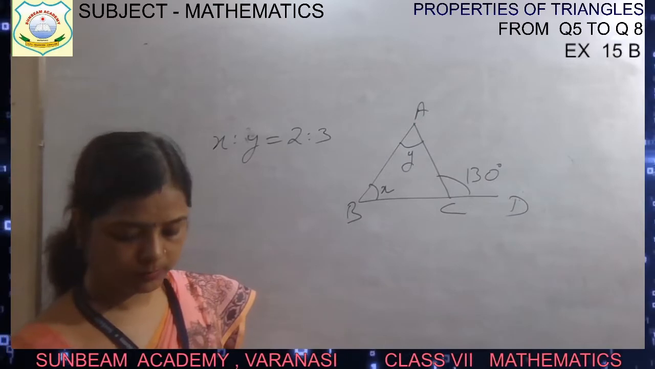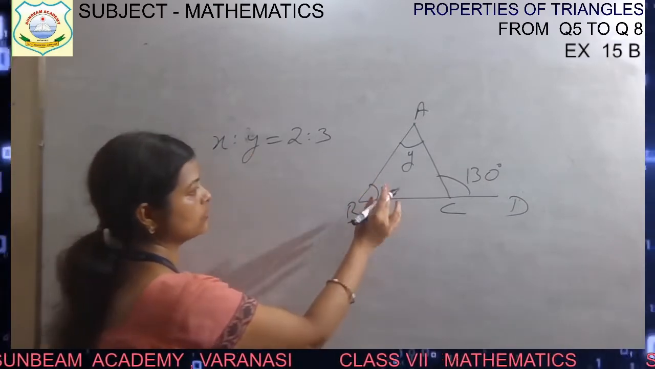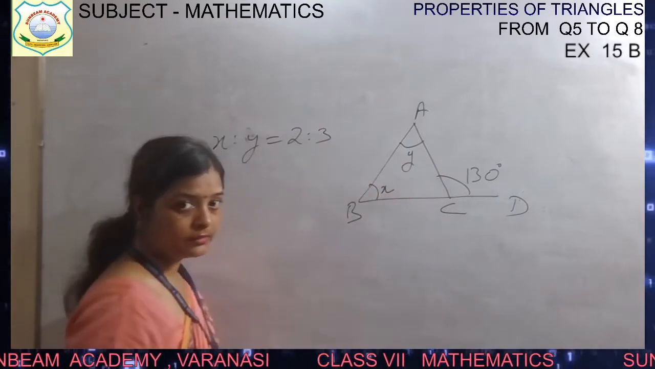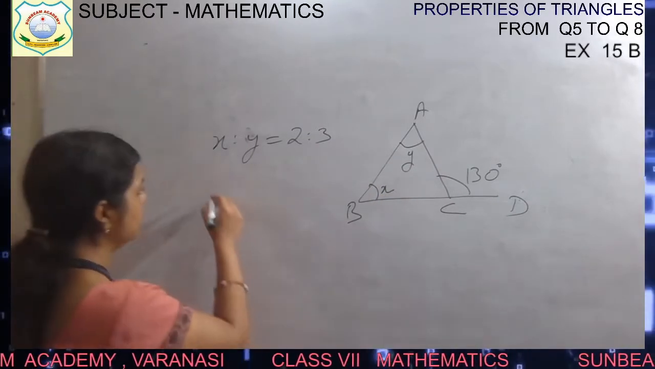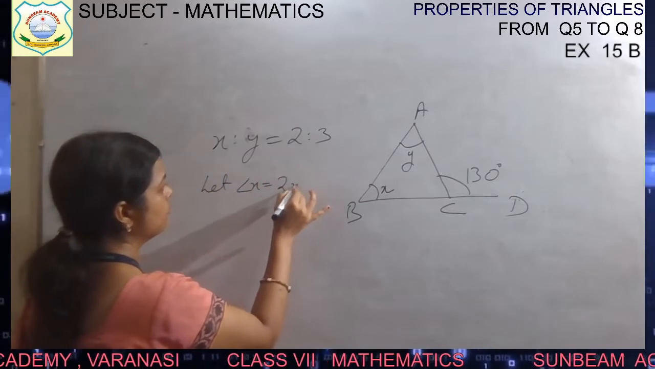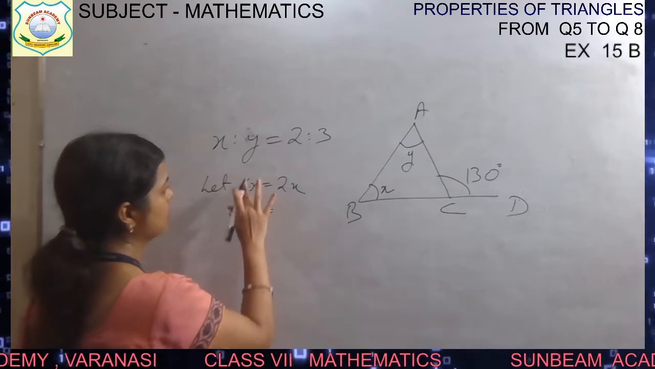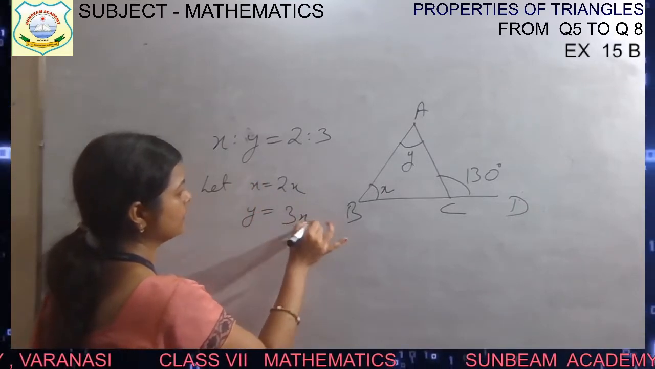See this board देखिए, ये रफ डायग्राम में बेटा. X is to Y is 2:3. तो ये 2 और 3 तो होगा नहीं. This will be something 2x and 3x, ratio में दिया गया है. So let angle x is equal to 2x and y is equal to 3x.